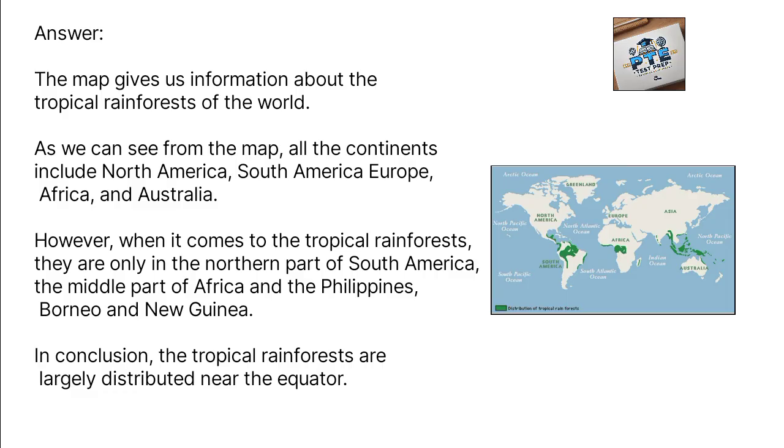However, when it comes to the tropical rainforests, they are only in the northern part of South America, the middle part of Africa, and the Philippines, Borneo, and New Guinea. In conclusion, the tropical rainforests are largely distributed near the equator.